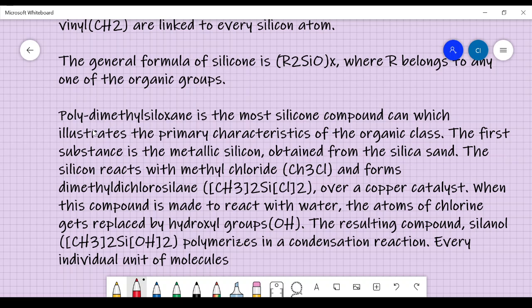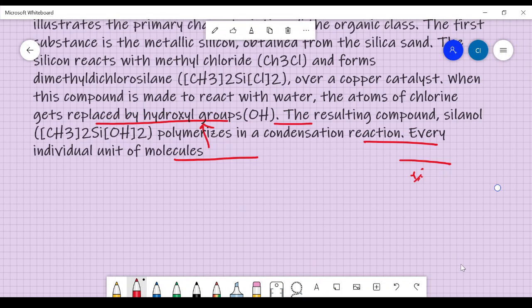Polydimethylsiloxane is the most widely used silicone compound, which can illustrate the primary characteristics of the organic class. The first substance is the metallic silicon obtained from silica sand. The silicon reacts with methyl chloride, this reaction you have seen, and forms dimethyldichlorosilane over a copper catalyst. When the compound is made to react with water, the chlorine atoms get replaced by hydroxyl groups. The resulting compounds, silanols, polymerize in condensation reactions.